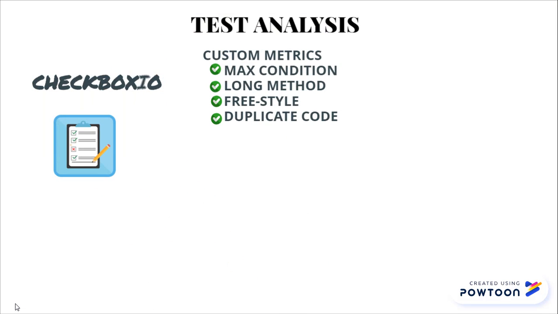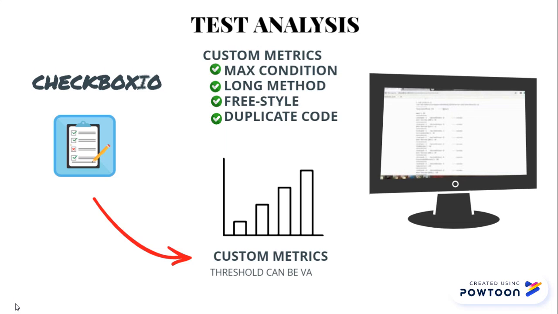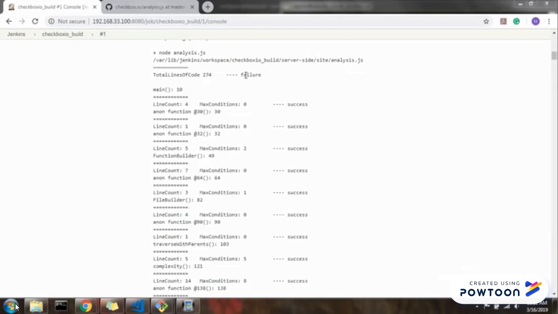We have written custom code quality metrics for checkbox.io, and the threshold for these can be varied, according to which the build will fail. In this demo, you can see there is a failure on the total lines of code metric which has failed the build. You can also see the other metrics we have implemented.